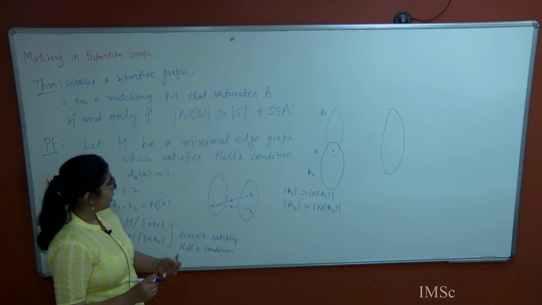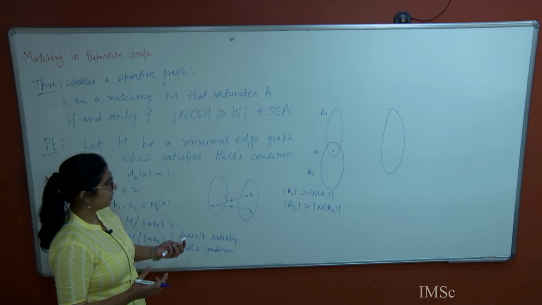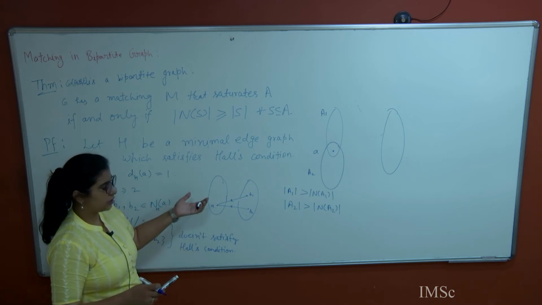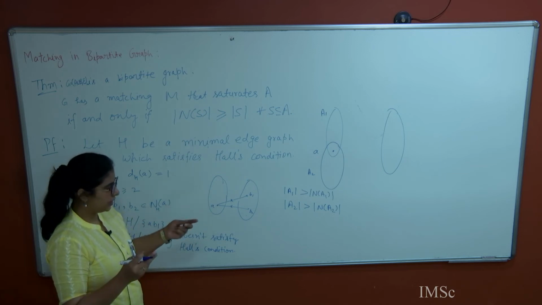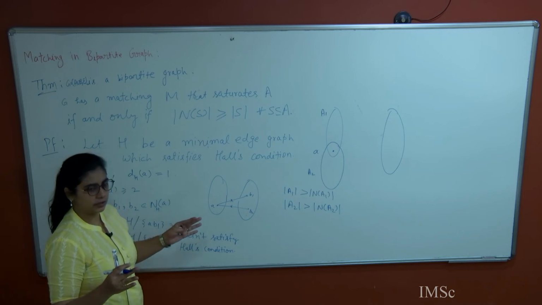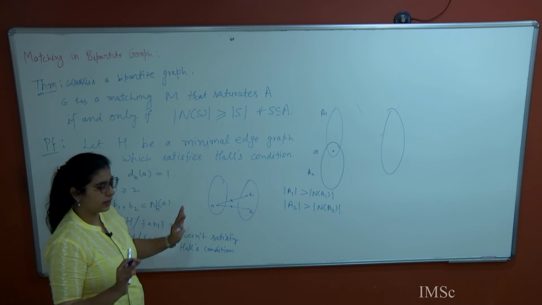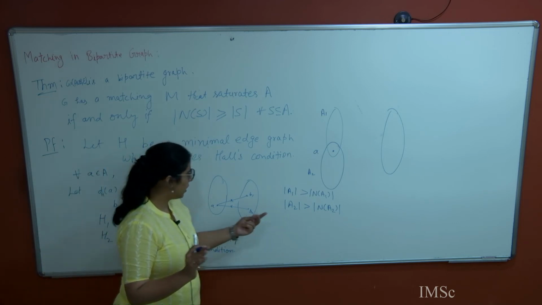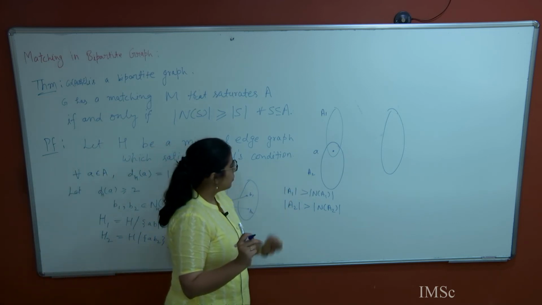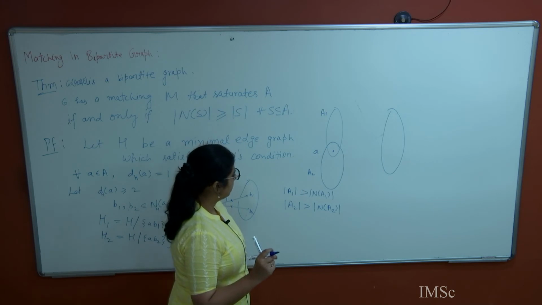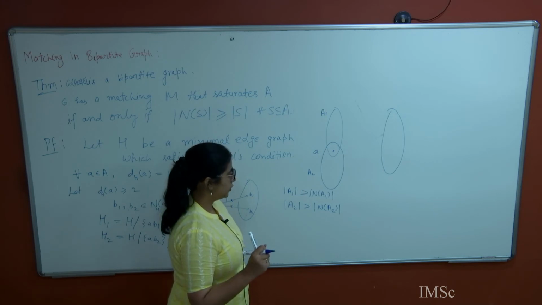Now, I want to show that even in the graph H, I could find some set which fails Hall's condition, then I will contradict the fact what I took, right, then we will get the contradiction. So, I want to do that. So, what should I take which is in H?